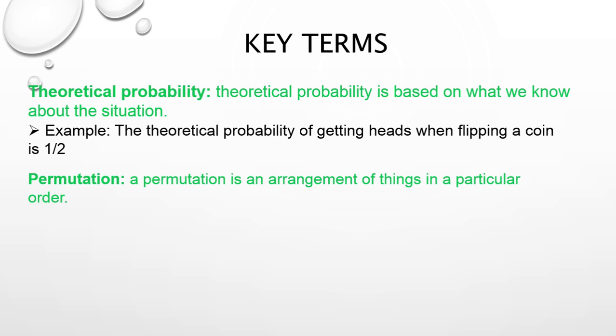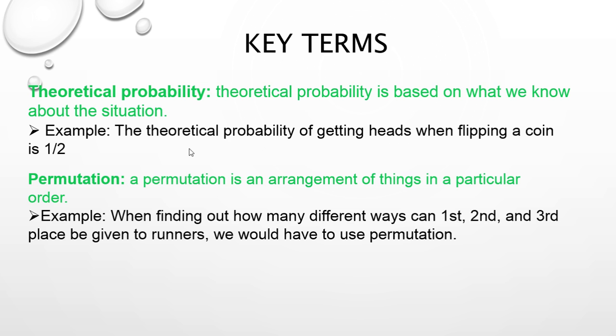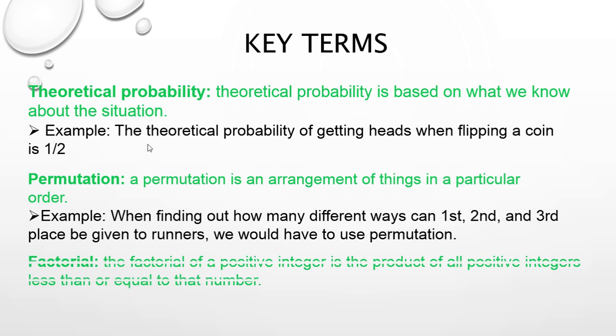Permutation is an arrangement of things in a particular order. For example, when we are trying to find out how many different ways can first, second, and third place be given to runners, we want to use permutation. Factorial is the product of all positive integers less than or equal to that number.